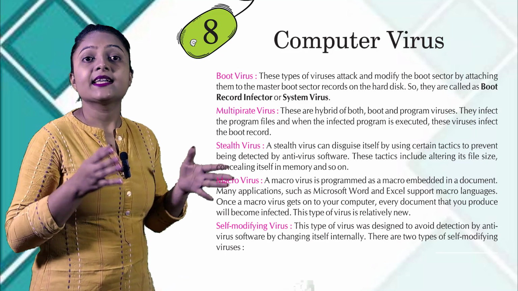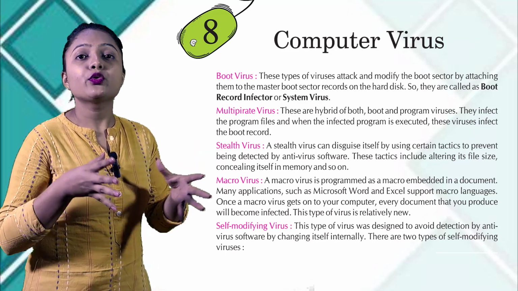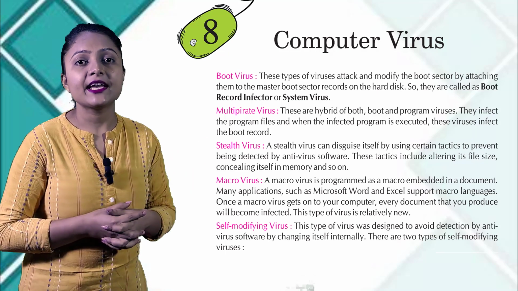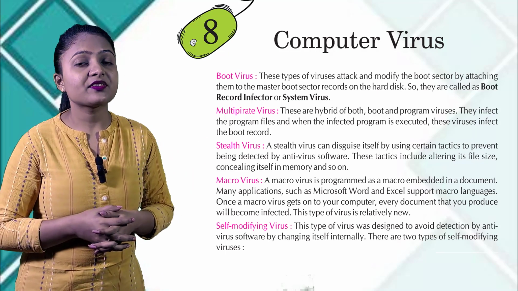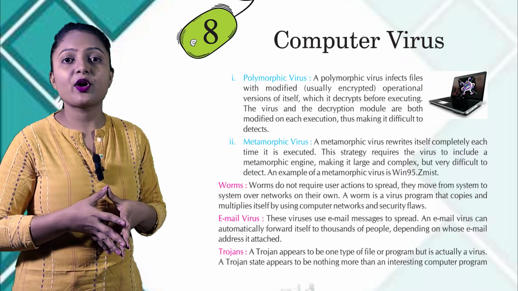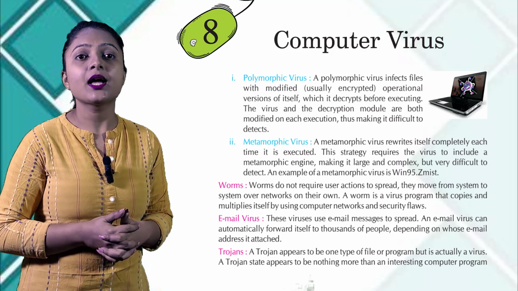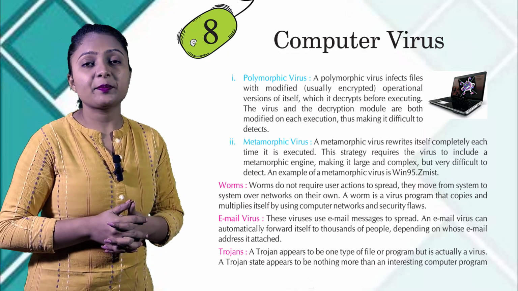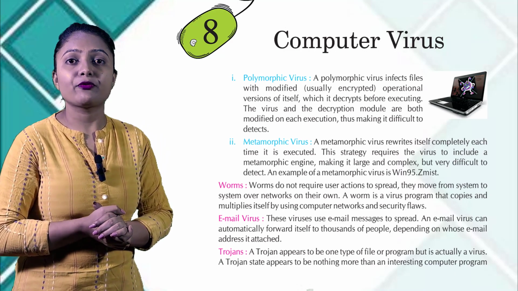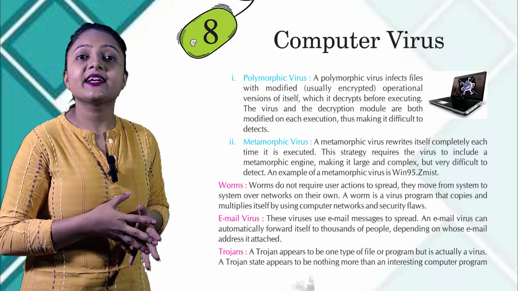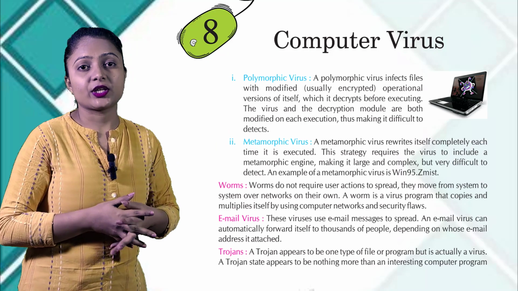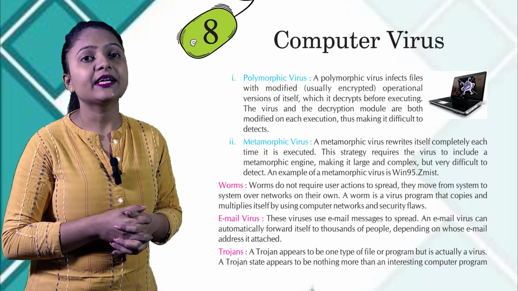Self-modifying virus. This type of virus was designed to avoid detection by antivirus software by changing itself internally. There are two types of self-modifying viruses. Number one, polymorphic virus. A polymorphic virus infects files with modified, usually encrypted operational versions of itself, which it decrypts before executing. The virus and the decryption module are both modified on each execution, thus making it difficult to detect.